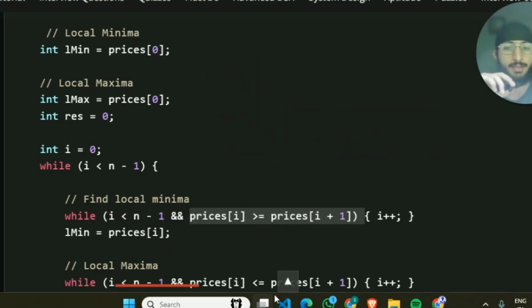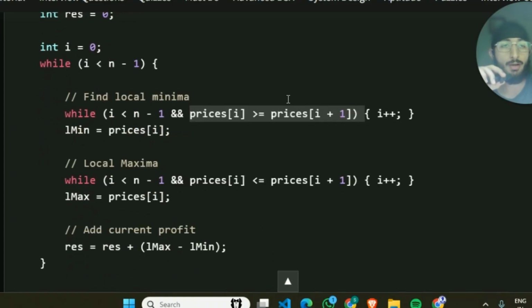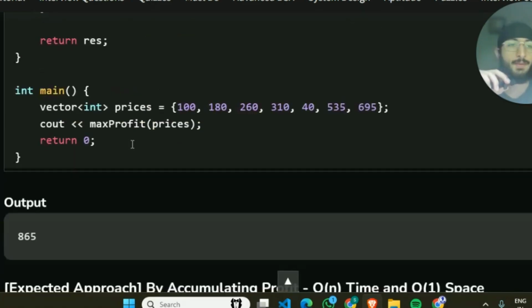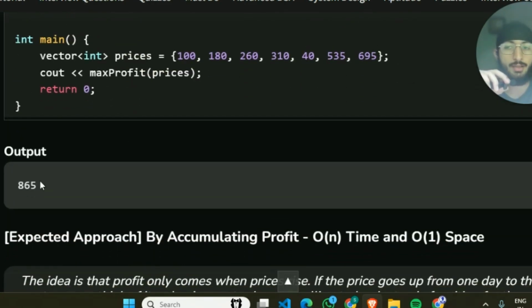And the local maxima is updated when prices of I is less than or equal to prices of I plus 1. That is, the next element's value is greater than the previous one. So then we get the local maxima and we update it and add to the current profit: res plus L max minus L min. That is our second approach, and we get our output.